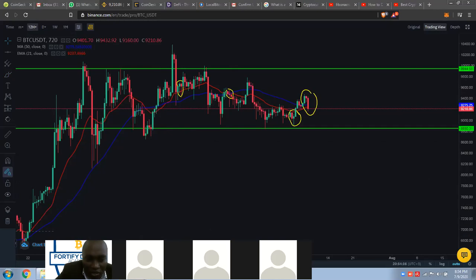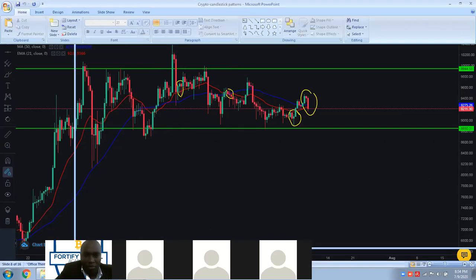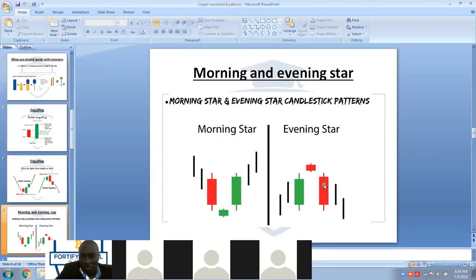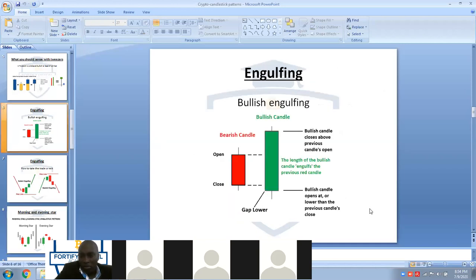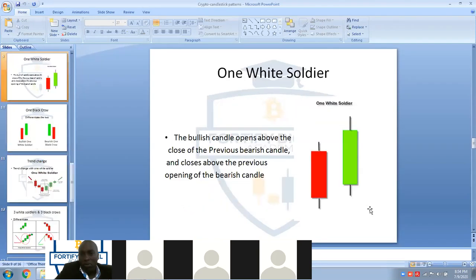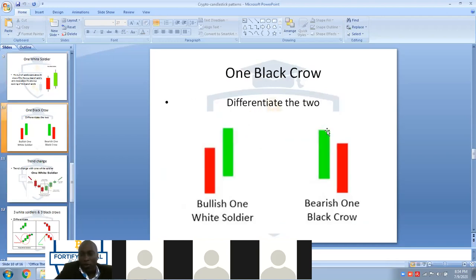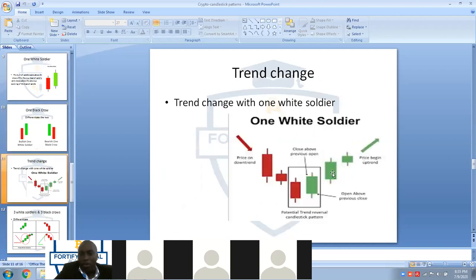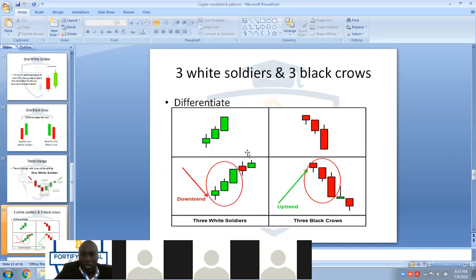Gigi. Yes. You have moved away from the previous. Oh, you want to show something? Okay, just show fast. Yes, we can see. So this is one white soldier. The price closes there and then jumps up. You get that gap. So this is one white soldier, and then you have one black crow, that gap falling. Then we have three white soldiers and three black crows.